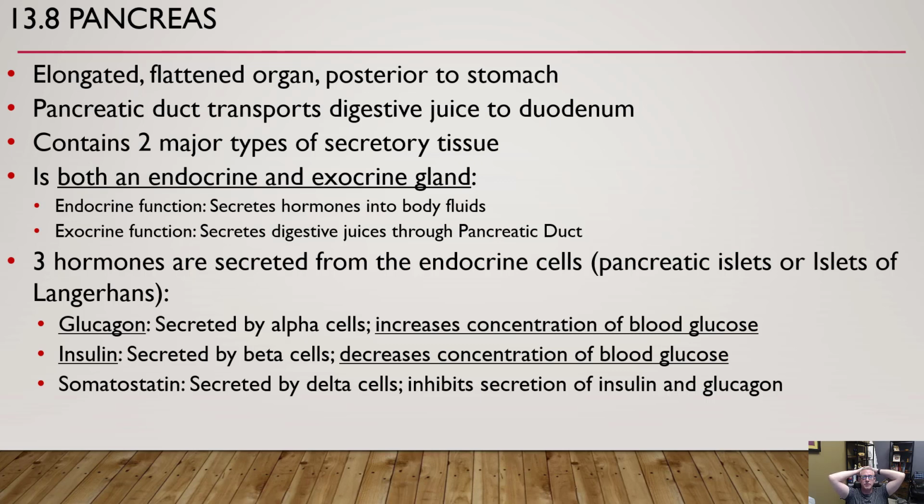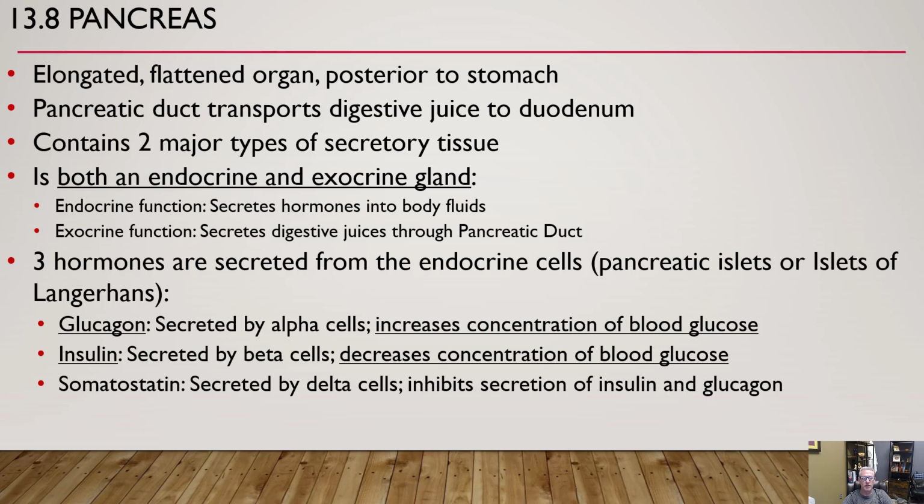It's an endocrine function because it secretes hormones directly into the body fluids or bloodstream, like insulin, and then it also has exocrine gland functions because these digestive juices go through the pancreatic duct down into the digestive system. So we have three hormones that we're going to talk about, and they are secreted from these cells called the pancreatic islets, or the islets of Langerhans.